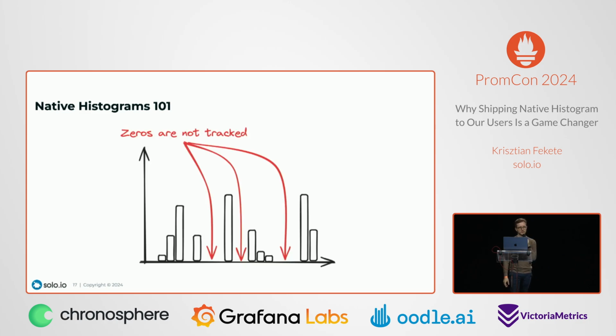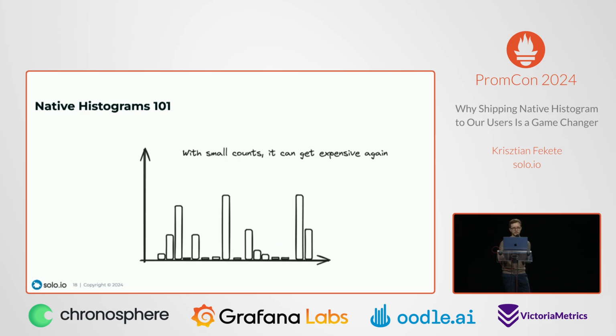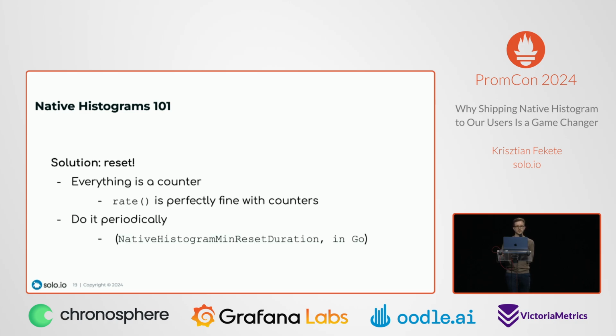It's cheaper. The zeros are not tracked. So if you were to have some zeros somewhere, those are not stored. So you can save some cost that way as well. Although if you have a small number of observations falling into these buckets, it can get expensive again. But to solve that, you can basically just reset. Everything is a counter. You can reset counters.